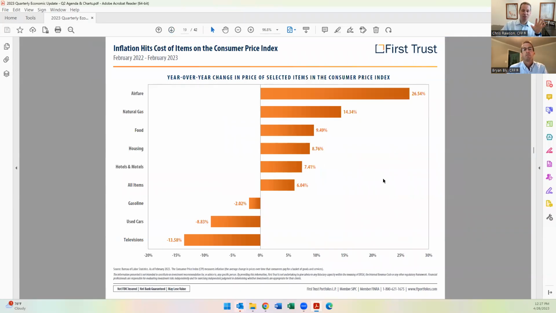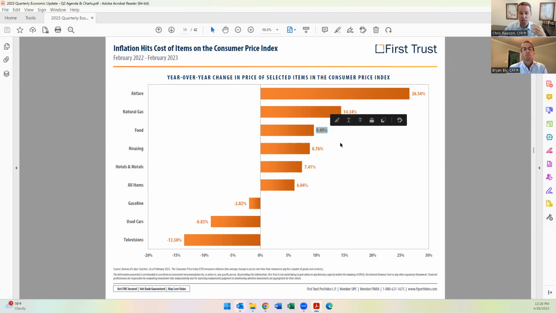This chart I find interesting because First Trust is showing us more specifically where some of this inflation is coming from. So airfare, year over year change, 26%. Anecdotally, in my opinion, people were ready to travel. The price of the airline ticket matters less than the desire to get out and travel. What's interesting, though, is gasoline prices have come down. Used car prices are now coming back to more normal areas.